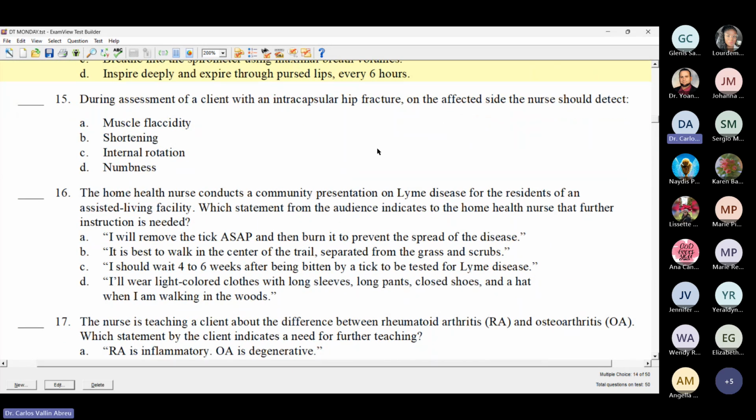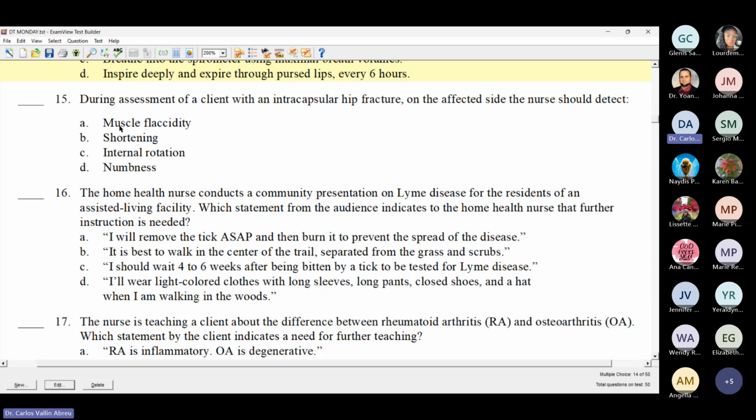During assessment of a client with an intracapsular hip fracture on the affected side, the nurse should detect, okay, even in NCLEX this is with a picture, a client who fell and has one leg shorter than the other with external rotation of the foot. So the answer is shortening.